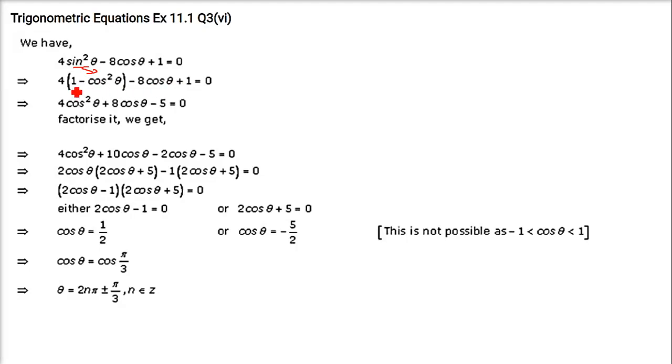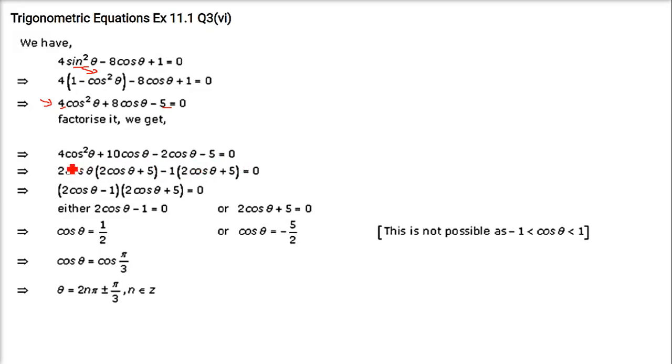Now multiply both sides by minus 1. You get 4 cos square theta plus 8 cos theta minus 5 equal to 0. This is our equation we need to factorize. Now 4 into 5 is 20. Now 10 into 2 is also 20. So you can write in place of 8 cos theta, 10 cos theta minus 2 cos theta. So you get 4 cos square theta plus 10 cos theta minus 2 cos theta minus 5 equal to 0.